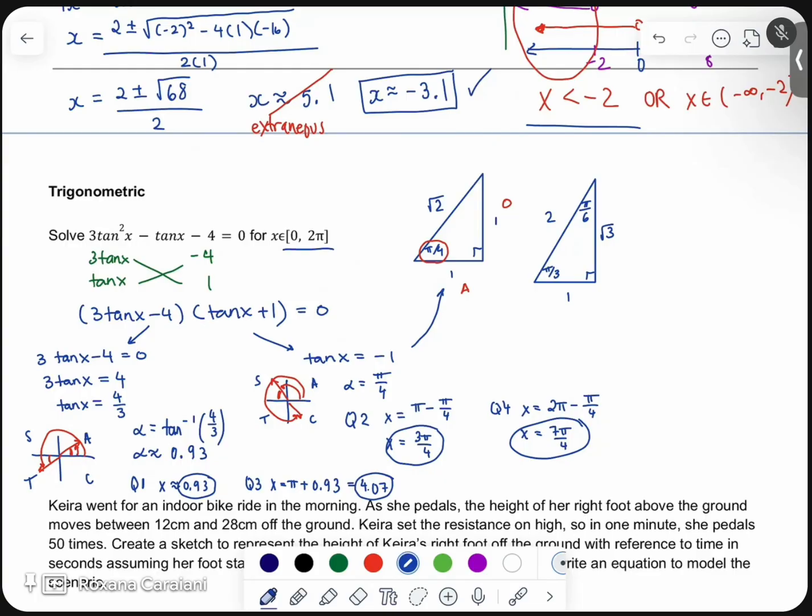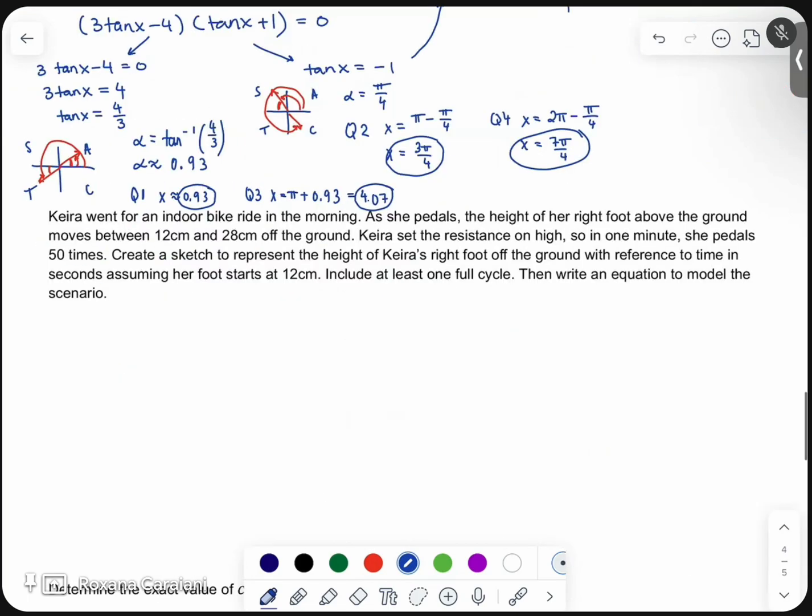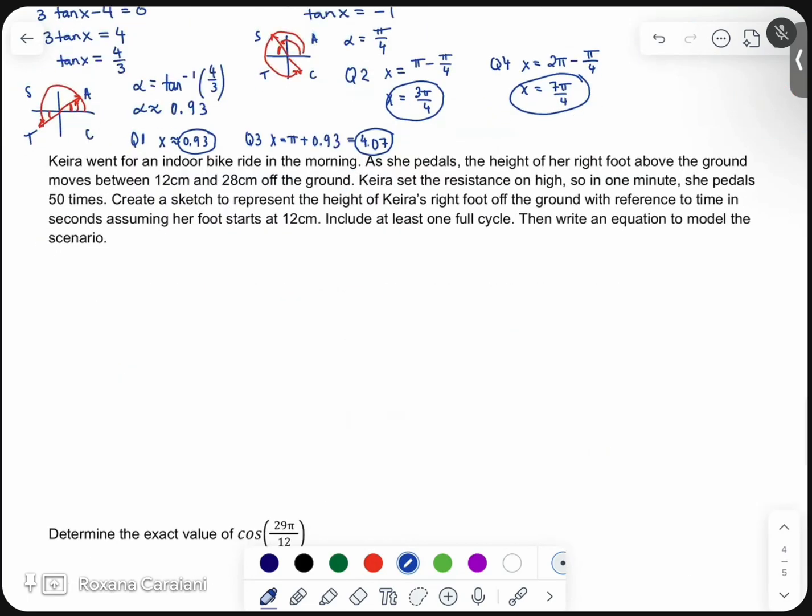Any questions about the solving before we go to a word problem? All right. So our word problem. Now, we did a variety of styles of word problems. A lot of them were wheel related, like a Ferris wheel, a water wheel. You could have tides, things that fluctuate up and down. So let's take a look.